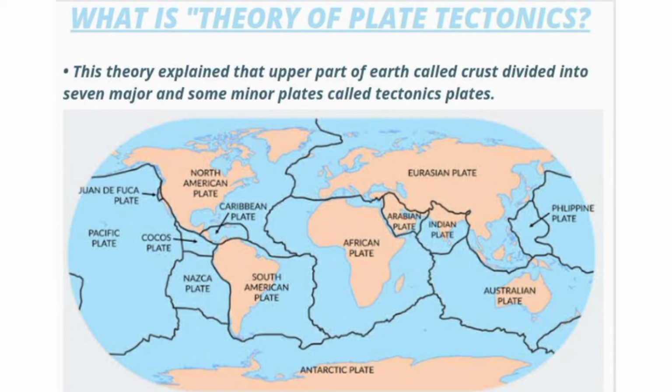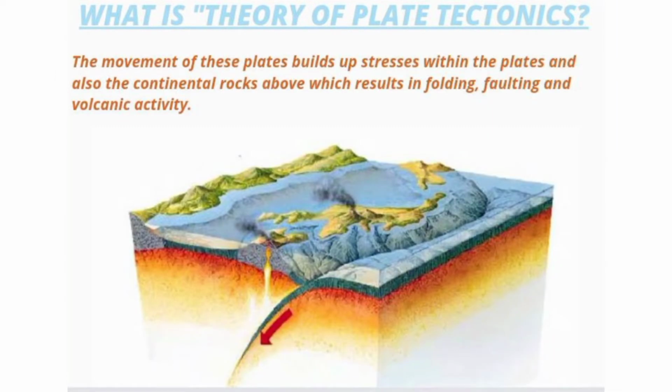This theory explains that the upper part of Earth, called the crust, is divided into seven major and some minor plates. They are known as tectonic plates. The movement of these plates builds up stresses within the plates and also in the continental rocks above, which results in folding, faulting, and volcanic activities.